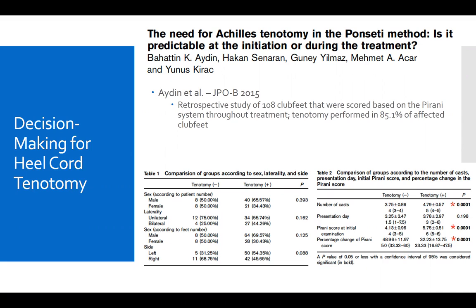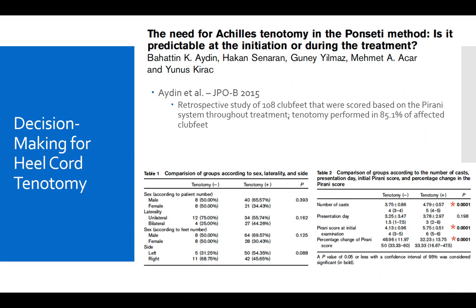So they found in the study that the sex of the child, the affected side, whether it was right or left, and the presentation day from initial treatment were not found to be significant factors in affecting the need for Achilles tenotomy. They did find that the unique number of casts needed for these children throughout their treatment, the Pirani score at the initial time of evaluation, and also the percentage change in Pirani scores throughout their treatment were significantly correlated to the need for tenotomy.